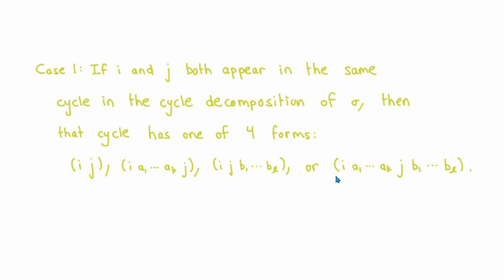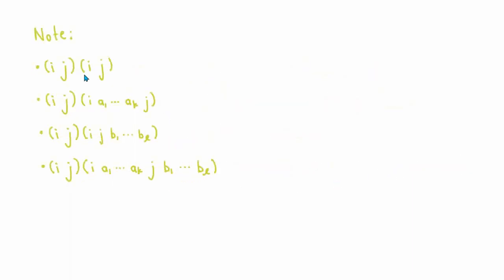And now let's think about what happens when we left multiply each of these possibilities by the transposition ij. First of all, when I take the transposition ij and left multiply it by ij, I just get the identity back, because a transposition is an element of order 2 in the symmetric group. So when I square it, I just get the identity. Now, in the second case here, when I multiply ij by a cycle of the form i, a1 out to ak and then j, what am I going to get? Well, first of all, let's just think about where i maps to.